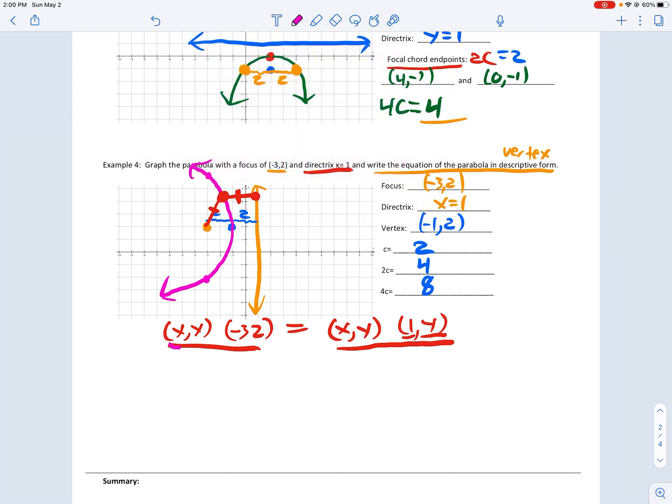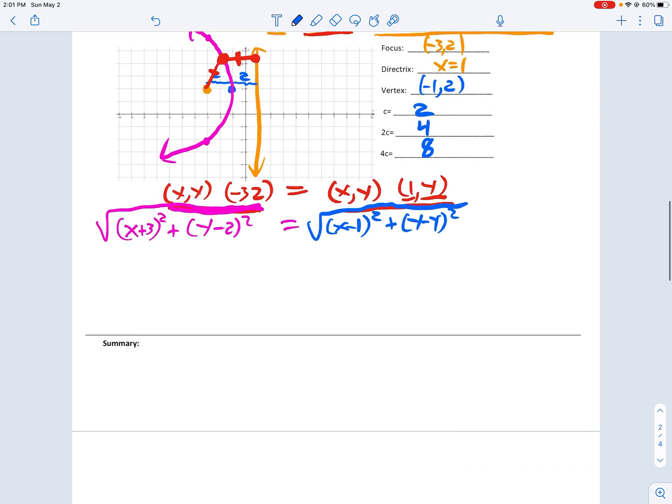So remember, the distance formula is x minus x1. So x minus -3 is +3. You square it, and then it's y minus 2 squared, and then you take the square root. And then you do the same thing for the other side. So x minus 1 squared plus y minus y squared, and you square root.